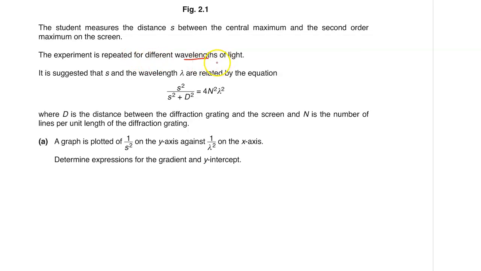The experiment is repeated for different wavelengths of light. It is suggested that S and lambda are related by this equation, where D is the distance between the diffraction grating and the screen. N is the number of lines per unit length of the diffraction grating. Then we have S and lambda right there. A graph is plotted of the reciprocal of S squared on the y-axis and the reciprocal of lambda squared on the x-axis. Determine an expression for the gradient and the y-intercept.